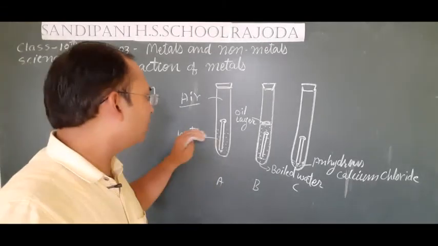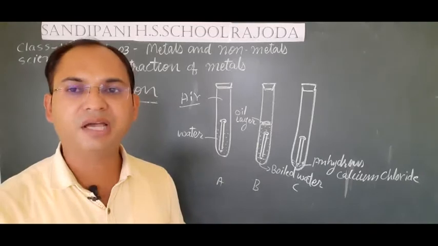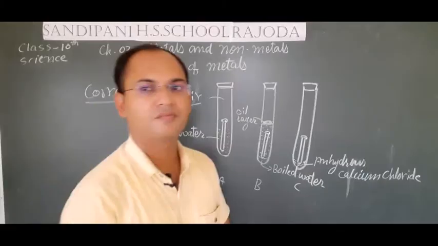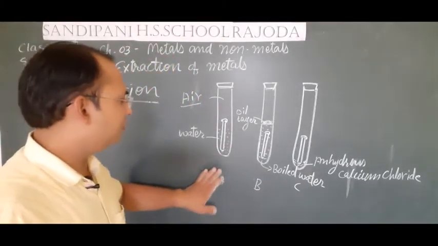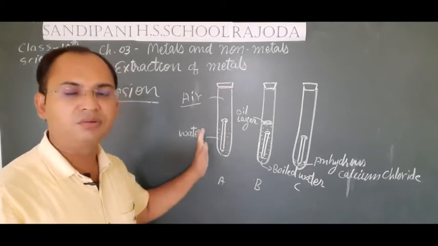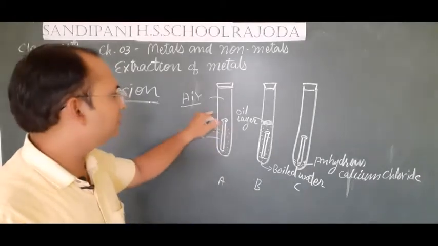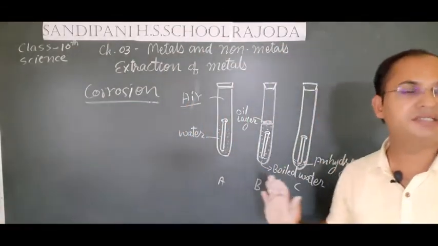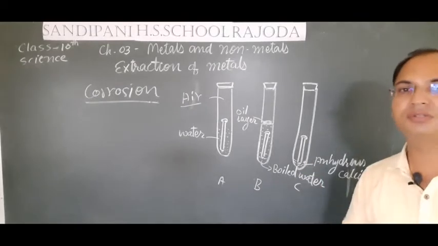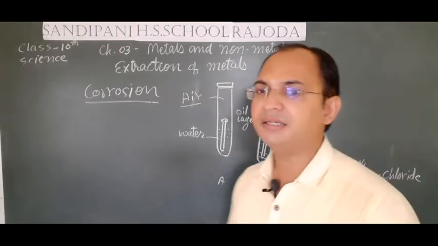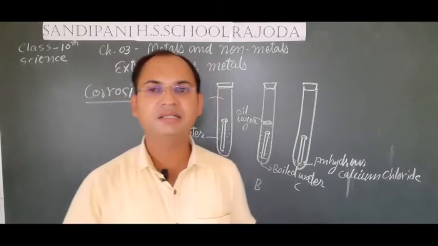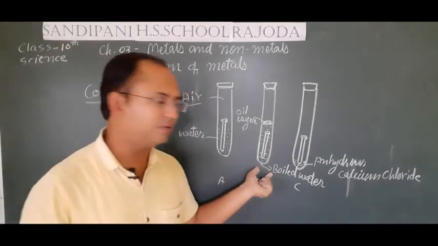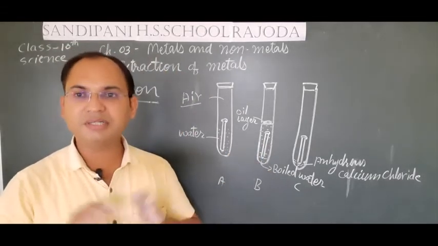Now, if you keep this setup for some time, for 1 or 2 days, then we see that the nail present in test tube A gets corroded, that means it gets rusted. The nail present in test tubes B and C does not corrode. Then scientists conclude that the reason behind this is that, in the second case, the nail gets a sufficient amount of water but does not come in contact with the air.